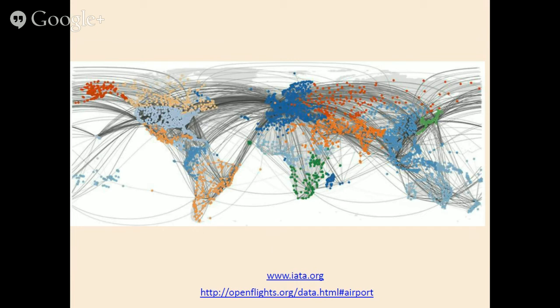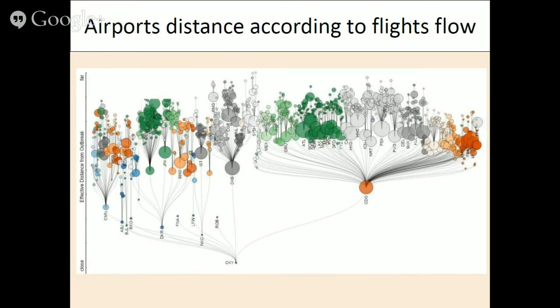Just a parenthesis, this is a couple of links to collect this kind of air traffic information. So, close parenthesis. This is the geographic distance between airports. But what they did is measure the distance according to the flow of flights. For example, some countries are close because they have a lot of flights, while others are far because there are no direct flights between the countries.